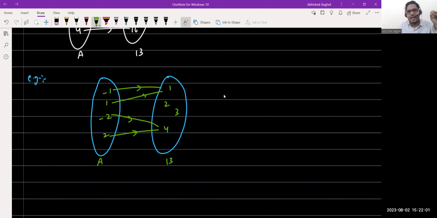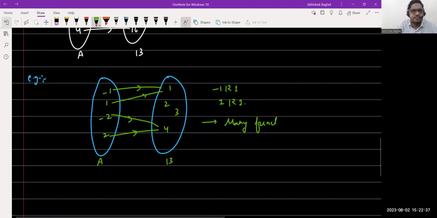So don't be confused that -1 is related with 1 and 1 is related with 1. It might happen. -1 is related with only one element of set B, and 1 is also related with exactly one element, although they both are related with the same element. So that's why it is a function. But as you can see, -1 and 1 both are related with the same element, so we call such functions many-one functions.